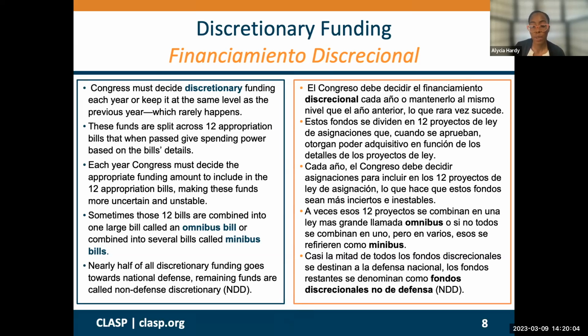Sometimes those 12 bills are combined into one large bill called an omnibus bill, or combined into several bills called minibus bills. Nearly half of all discretionary funding goes towards national defense. The remaining funds are called non-defense discretionary funds.